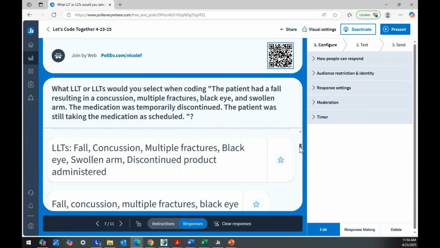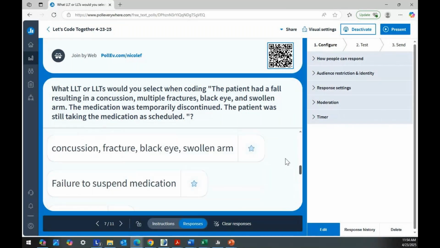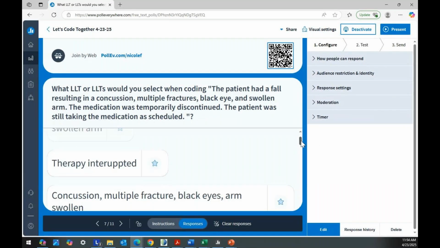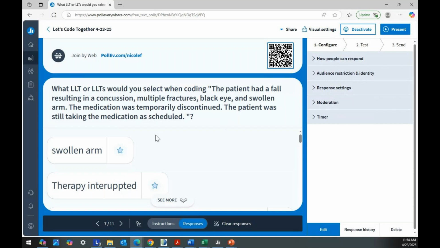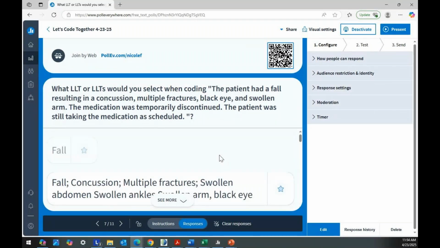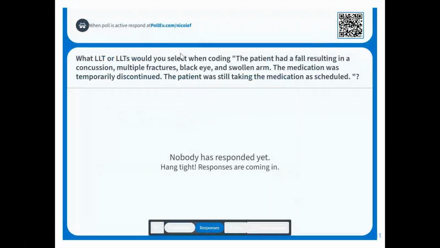Okay, we're getting lots of different examples. I'm going to keep this poll open so you can feel free to keep entering as I talk through this, just for interest of time, and just to keep it moving a little bit. Like I said, I'll keep this open. Swollen ankles, swollen, oh, interesting. Okay. Person caught a lot of different LLTs there. All right. Okay, I'll keep this open and we'll just move on to the next slide just to keep it moving.